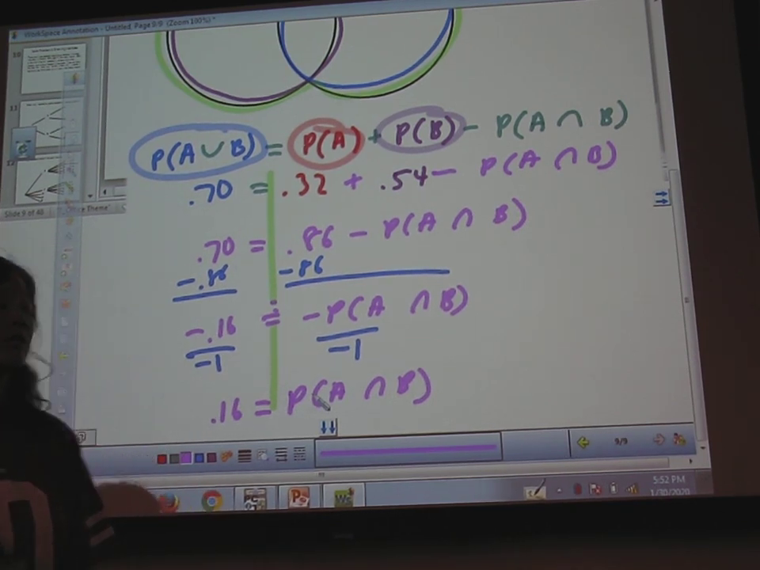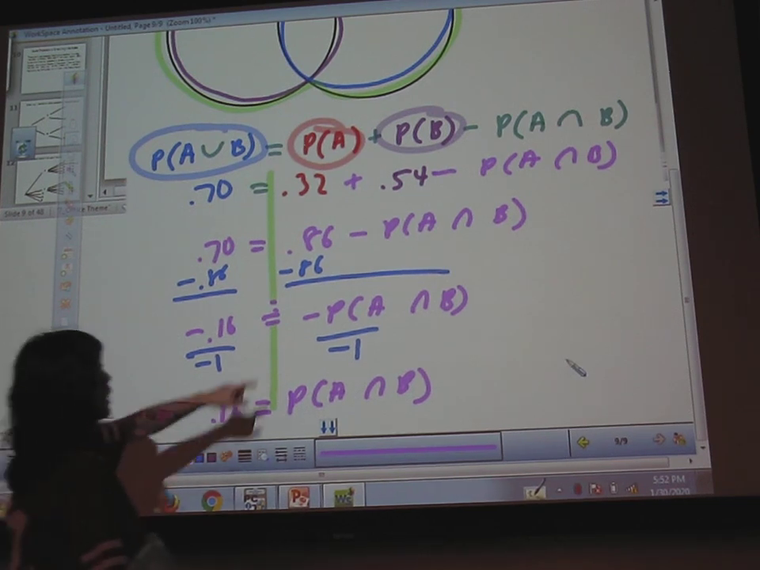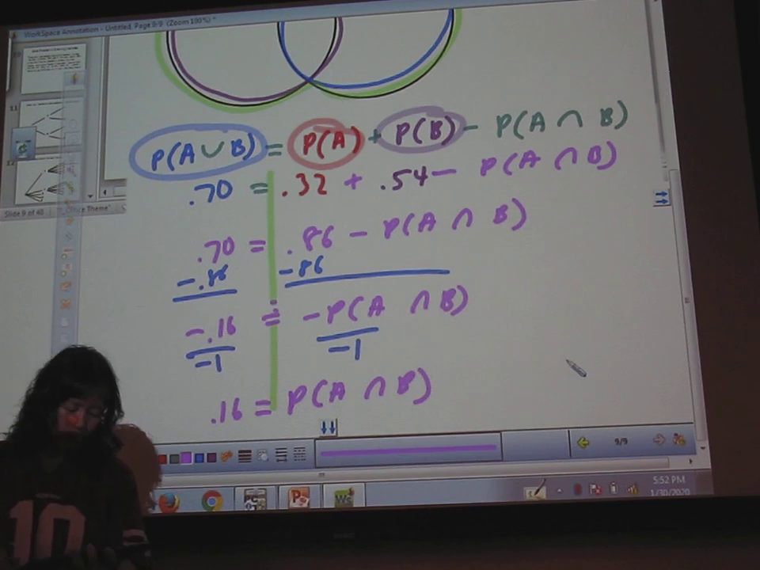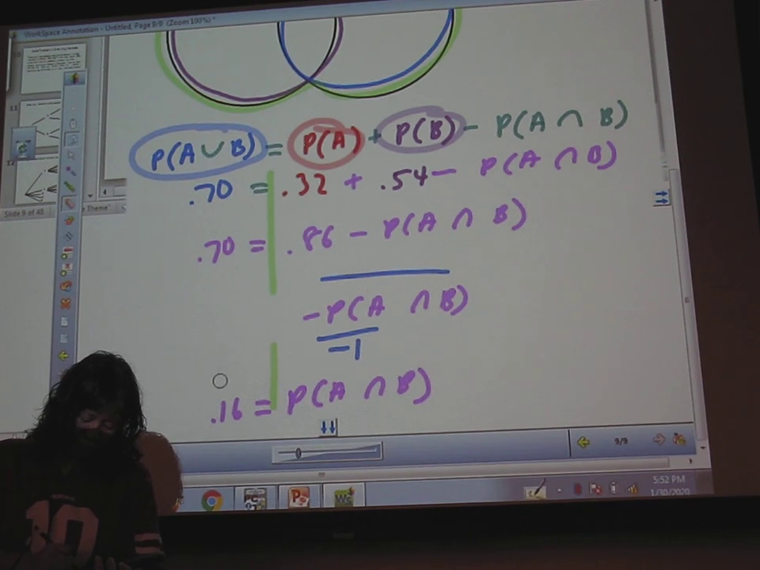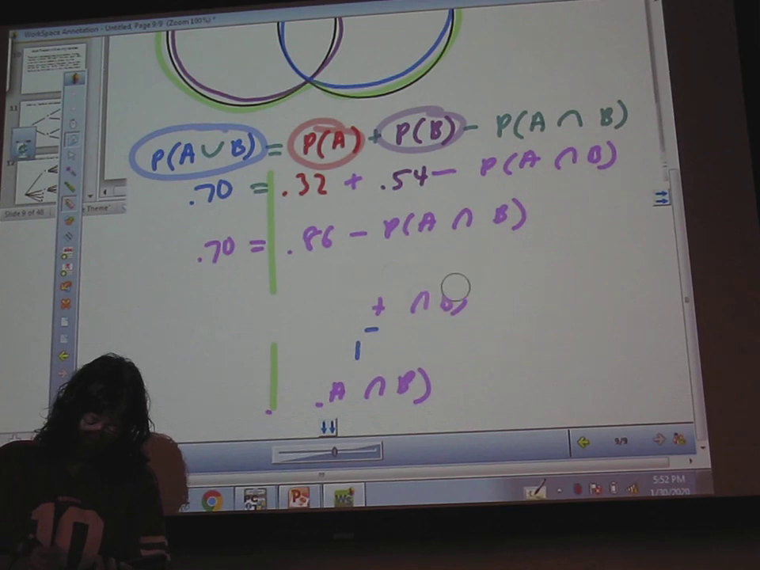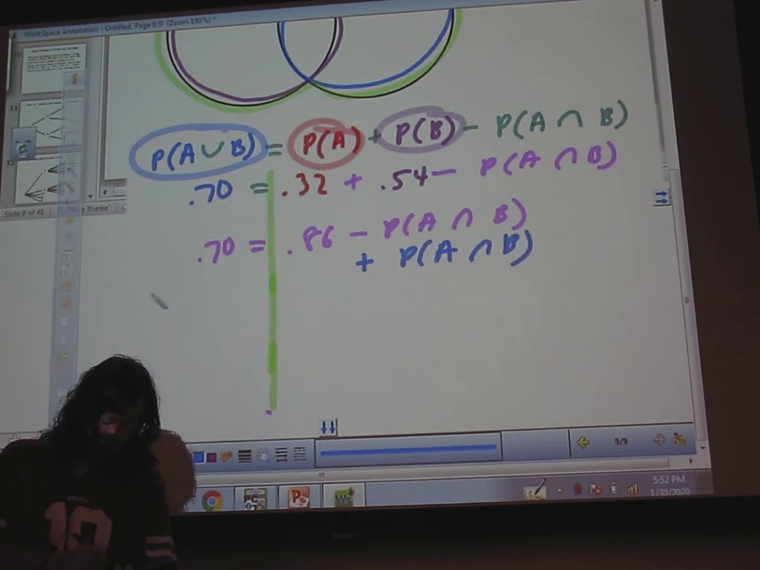So maybe I'm confused, but where does the -1 come from? I got a negative number here. You know what? Let's do it the easier way. We'll avoid all the -1 stuff. We'll just do it this way. We're going to add probability of A and B to both sides.